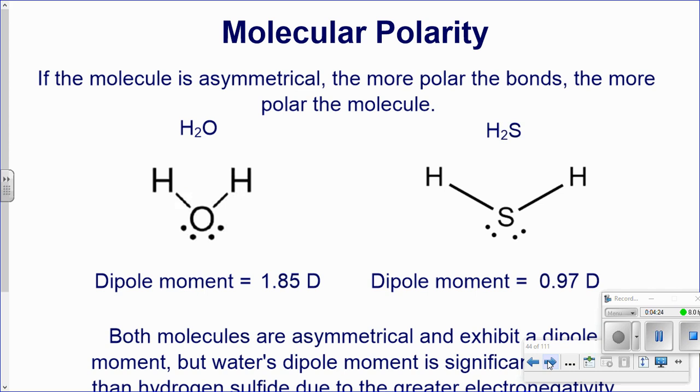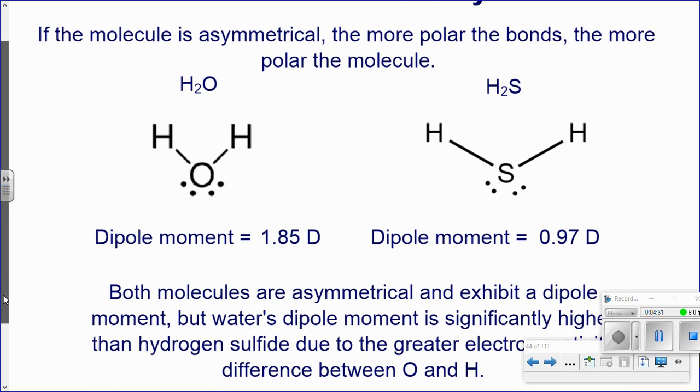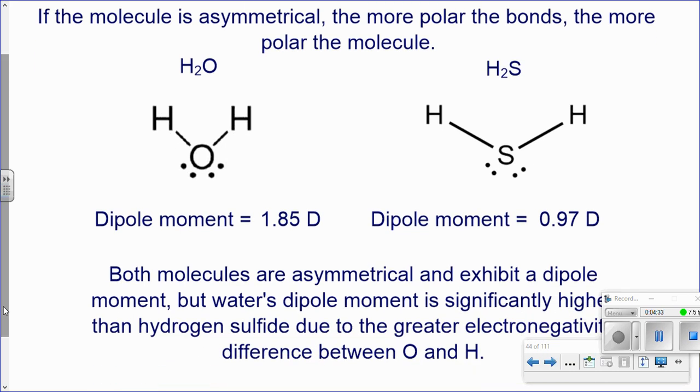If the molecule is asymmetrical, the more polar the bonds, the more polar the molecule. Okay? So if we take a look at this right here, and they give you some numbers for dipole moments, we see that H2O is more polar than H2S. And there's a reason here, okay? Oxygen is more electronegative than sulfur, okay? So this is a polar bond, this is a polar bond, this is a polar bond, this is a polar bond. So now you have polar bonds, check on that first thing, but they are asymmetrical. Bent molecules are always asymmetrical, okay? Bent molecules are always asymmetrical and thus always polar, is what I like to say.